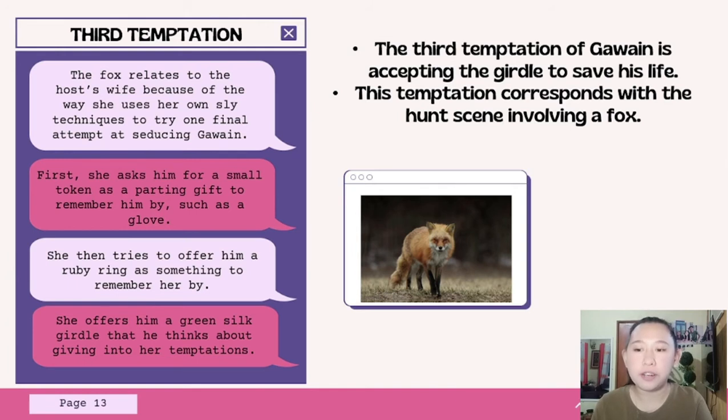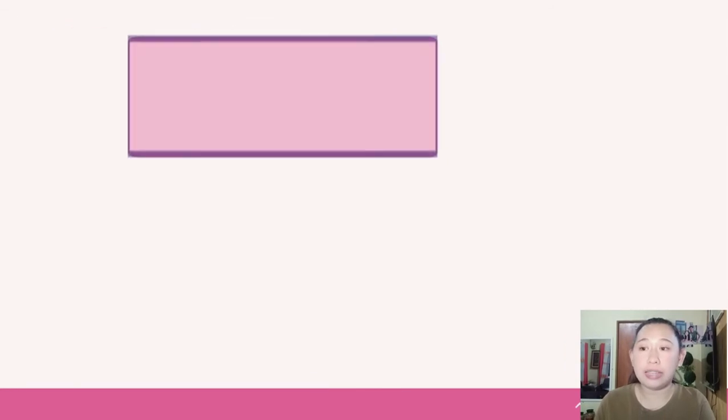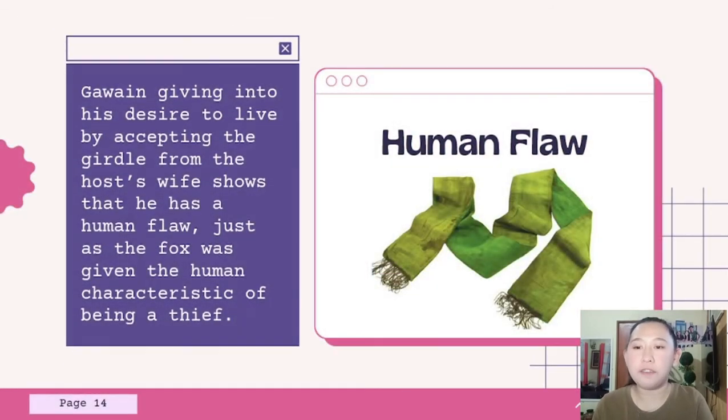So Gawain at first refuses the girdle until she says that it is magical and protects the wearer from death, which is something he needs for his challenge with the Green Knight. He readily accepts this gift from the host's wife, which shows that while he turned down the offer of love from the lady, he is caught off guard in the end because he gave into the temptation. Gawain's giving into his desire to live by accepting the girdle from the host's wife shows that he has a human flaw, just as the fox was given the human characteristic of being a thief.